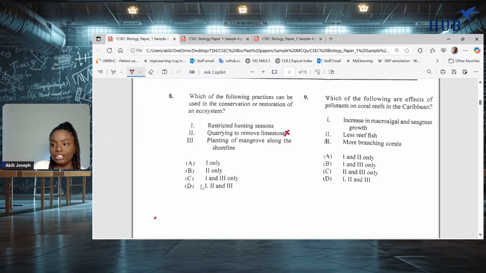and definitely planting of mangrove along the shoreline is protective. It does buffer the shoreline from erosion, from the waves, etc. Restricting hunting seasons are going to allow different populations to be able to replenish themselves. So 1 and 3 is definitely going to be good. Any option with 2 is bad. So the correct answer here would be C. Why isn't it, Chad?